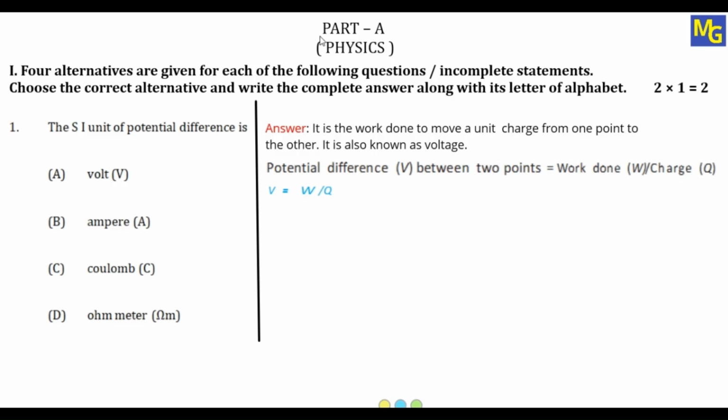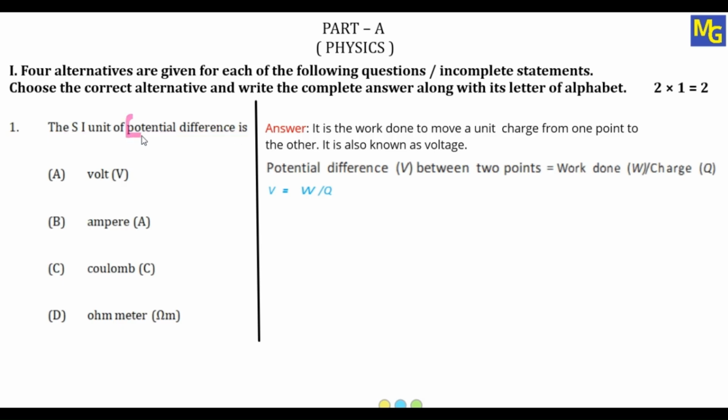So we'll start with part A, that is physics, and section 1. 4 alternatives are given for each of the following questions or incomplete statements. Choose the correct alternative and write the complete answer along with its letter of alphabet. So this is the multiple choice section, where 2 questions will be there. Each question will carry 1 mark. So total marks for this section will be 2. So the first question is, the SI unit of potential difference is.